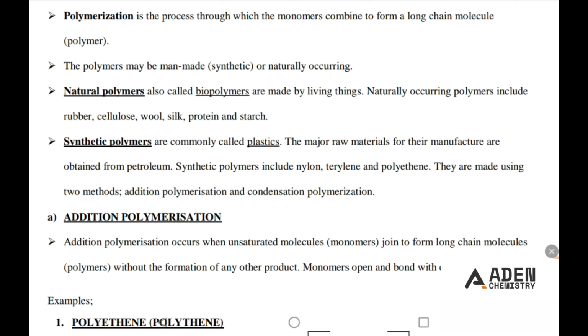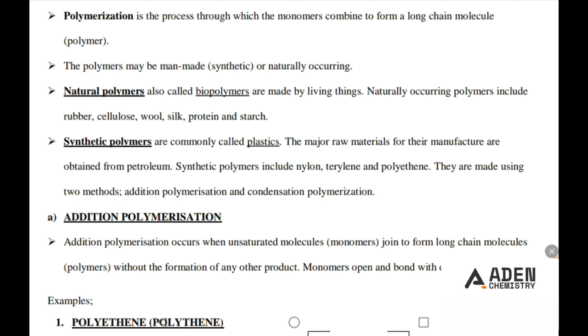We are going to do 6. Number 1, polyethene. Number 2, polypropene, also known as polypropylene. Number 3, polychloroethene, also known as polyvinyl chloride, in other words PVC.